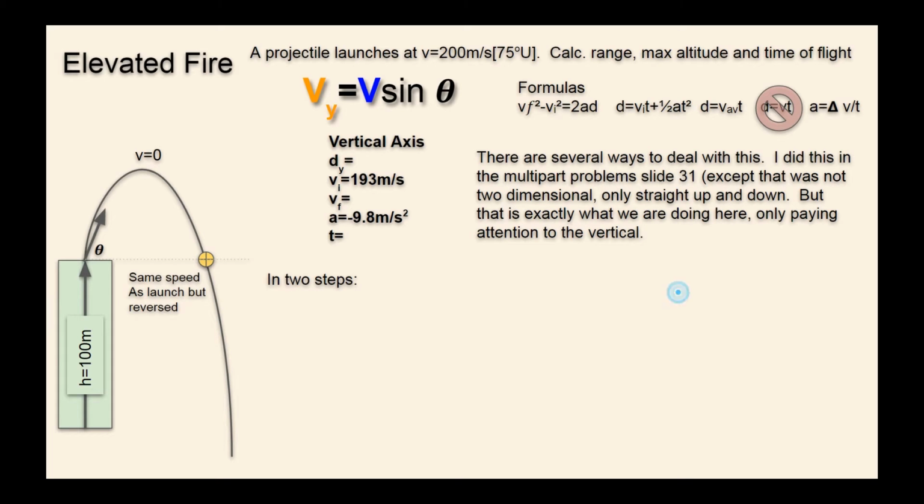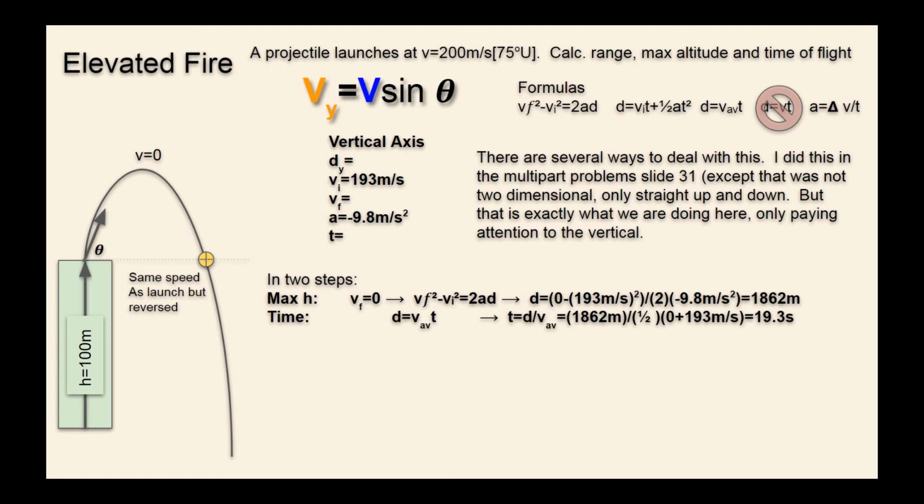We can do this in 2 steps. The maximum height will occur when the speed is 0. We run it through the time-independent equation, we solve for d, and we get a maximum height of 1,862 meters.